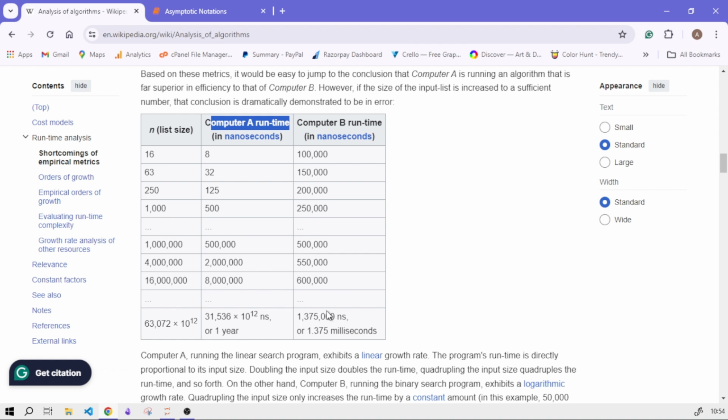Now the idea of big O notation is to find an algorithm that is efficient especially for bigger input size. So this is the idea behind big O notation.